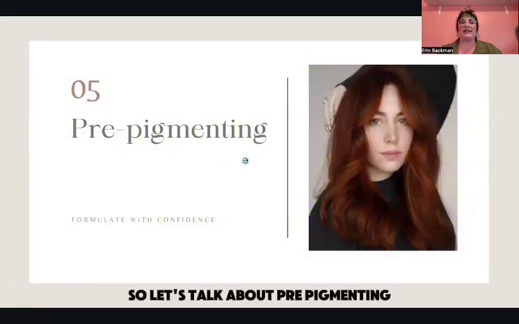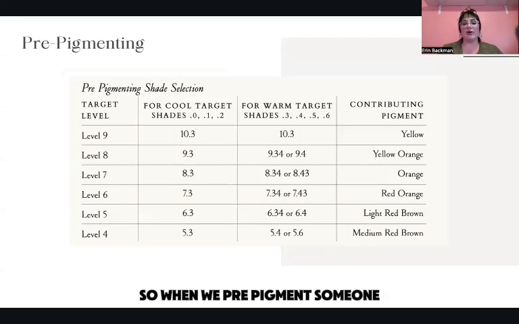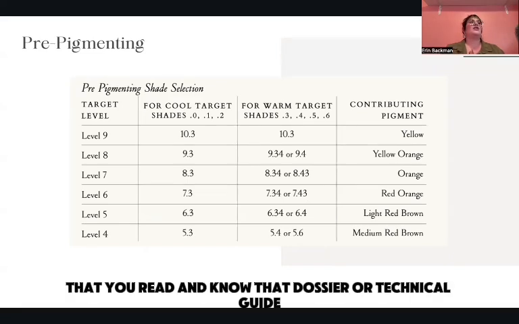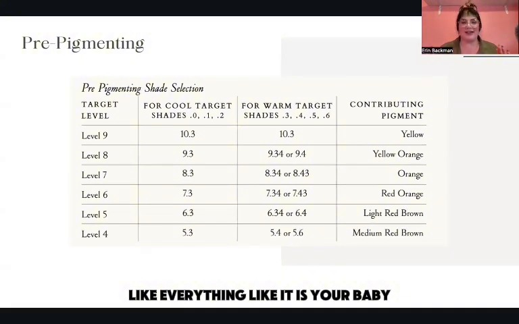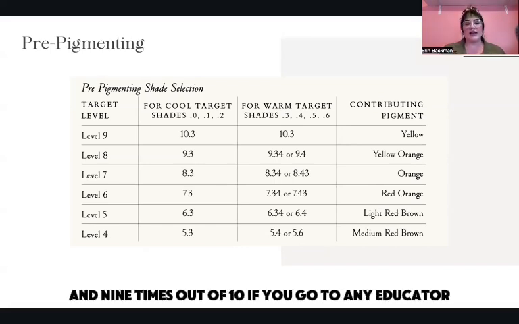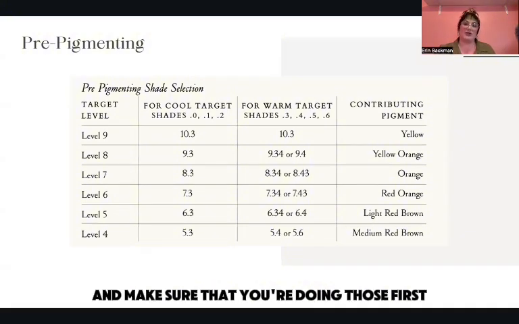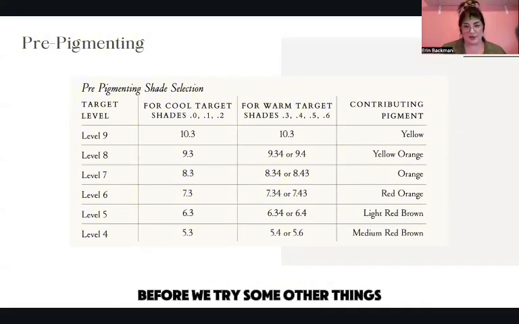So let's talk about pre-pigmenting. Let's say someone is 3+ levels faded and we've got to pre-pigment them. Let's talk about how to do that. When we pre-pigment someone, each color line is going to have its own rules. That's why it's so important that whatever color line you end up using behind the chair, you read and know that dossier or technical guide like it is your baby, because it's going to contain all the information that the color manufacturer wants you to know. And 9 times out of 10, if you go to any educator, they're going to ask you to do the manufacturer's suggestions first, and make sure that you're doing those first before we try some other things.